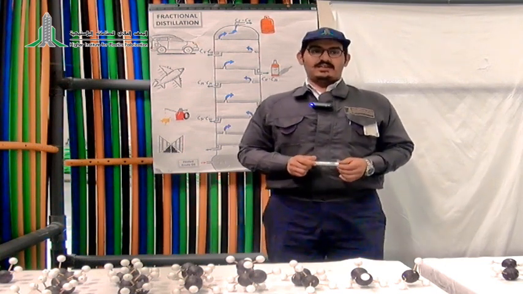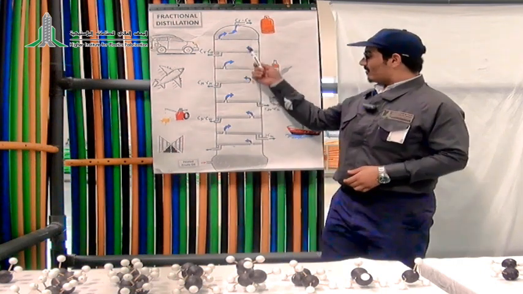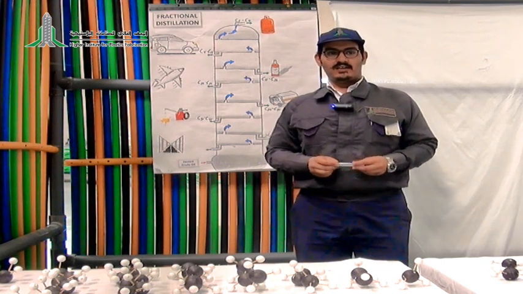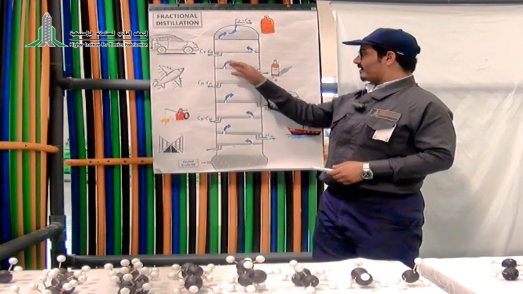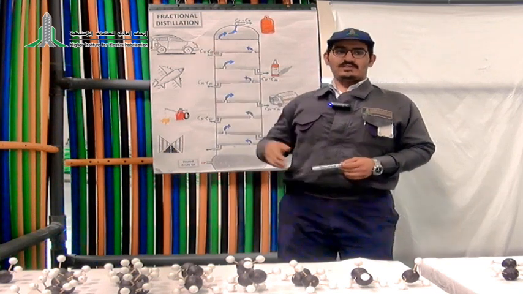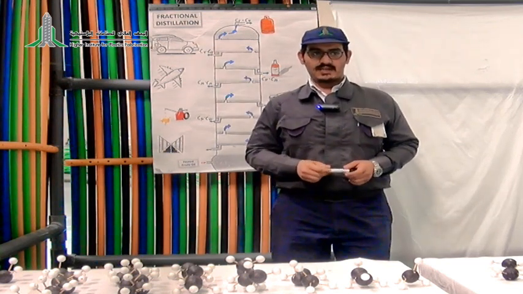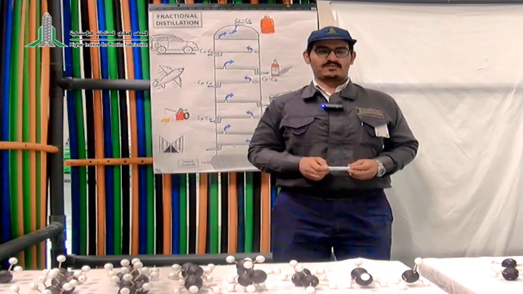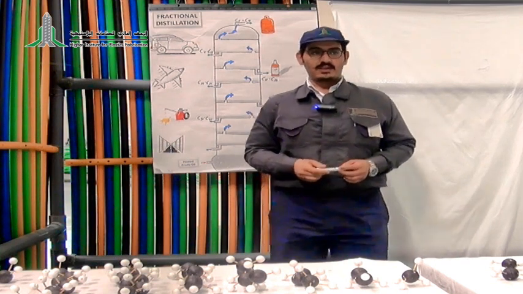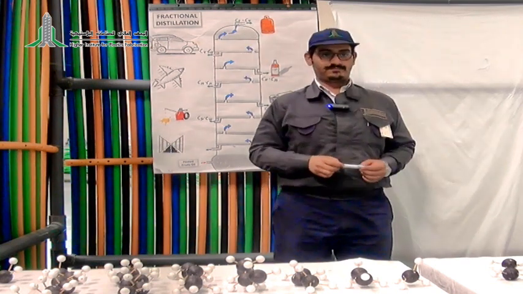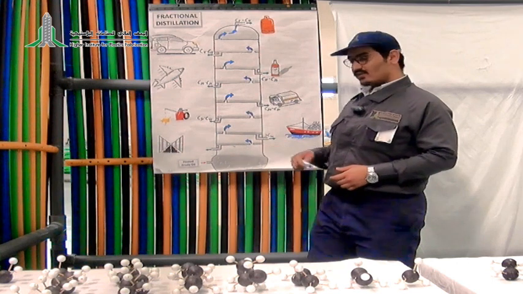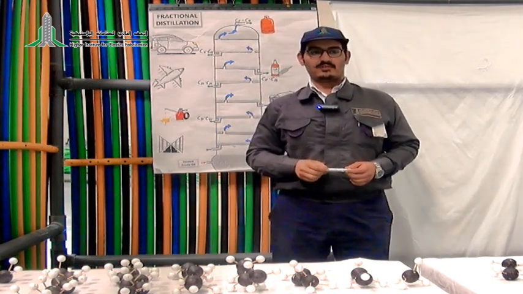In fractional distillation, a tall column is fitted above the mixture with several condensers at different heights, as we can see here. The column is hot at the bottom and cold at the top. Substances with high boiling points condense at the bottom of the column, and substances with lower boiling points condense at the top of the column. Gases will leave at the top of the column, liquids will condense at the middle of the column, and the solid will remain at the bottom.